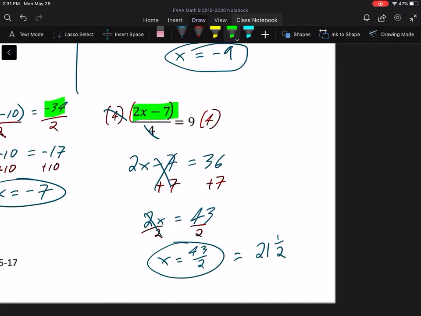So when the binomial is in the numerator like this, just multiply the denominator on both sides like we did. And that's really the only approach for that question. You wouldn't want to divide both 2x and negative 7 by 4, because then you get a bunch of fractions, and you'll still get the same answer, but it just complicates your question a lot.